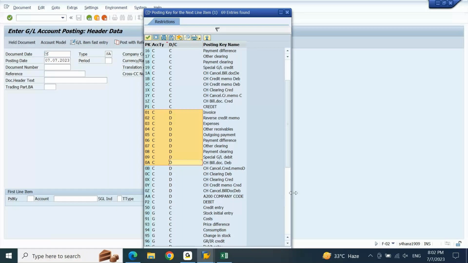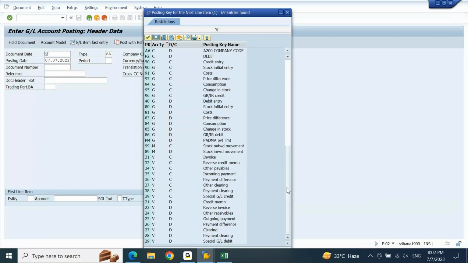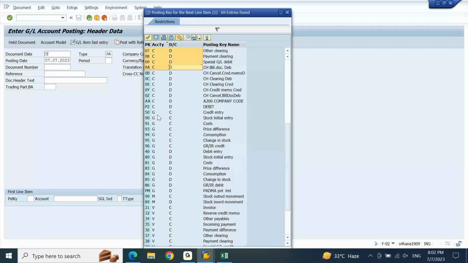Next one. After customer, you have something called GL. G represents GL. In GL, you have different things. G represents GL, C represents credit, GL credit. Next one you have GD, GL debit. Though you have so many GL debits and so many GL credits, we will be using, as standard, 2 keys: one is your GL debit 40, the other one is GL credit 50.